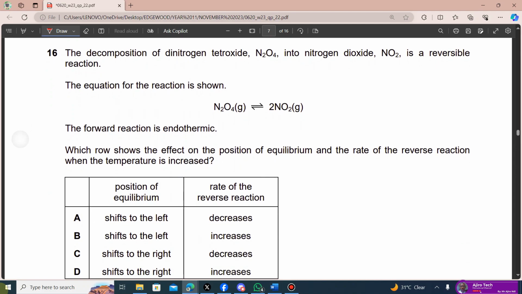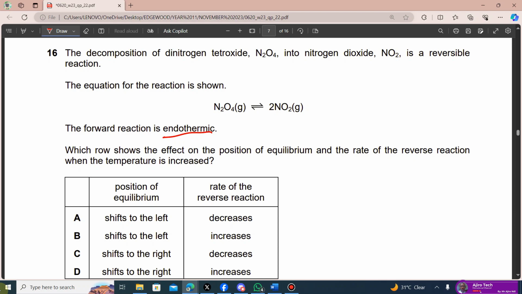The decomposition of dinitrogen is a reversible reaction. The forward reaction is endothermic. This is very important in solving questions like this. You have to know what the backward reaction is. So we are told the forward is endothermic, and if the forward is endothermic, it means the backward is exothermic.